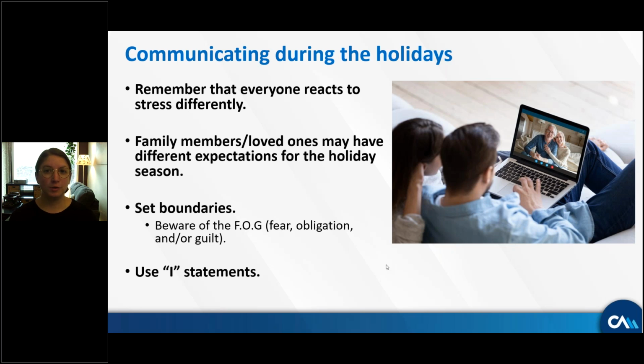So whenever I talk to people about I statements, I try to really make sure that we're not taking it too literally. What I statements really are describing is that we're speaking from our own experience. We're not describing someone else or talking about them. So just putting I at the beginning of a sentence does not necessarily make it an appropriate I statement.